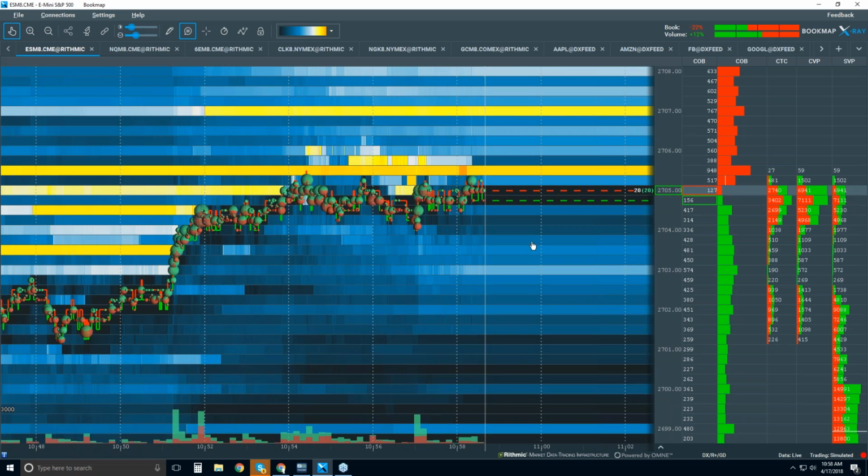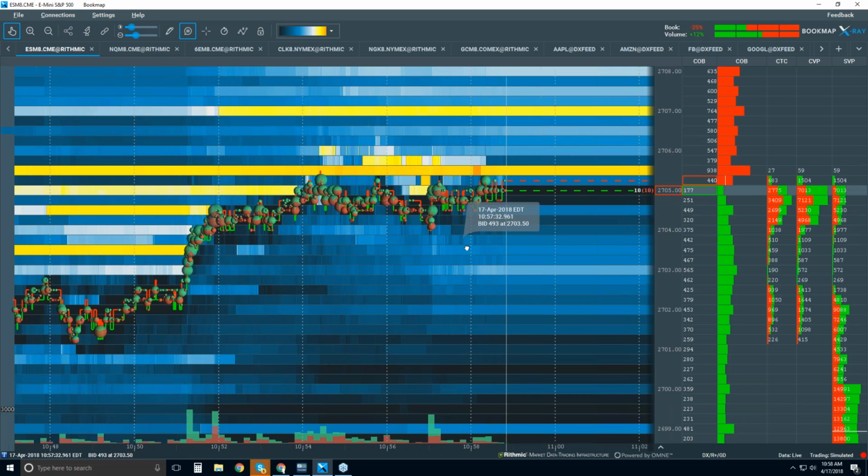All right, so let's see if we can get maybe someone here on the bid to come in and skew the order book and maybe just press them up into this area here of high liquidity.